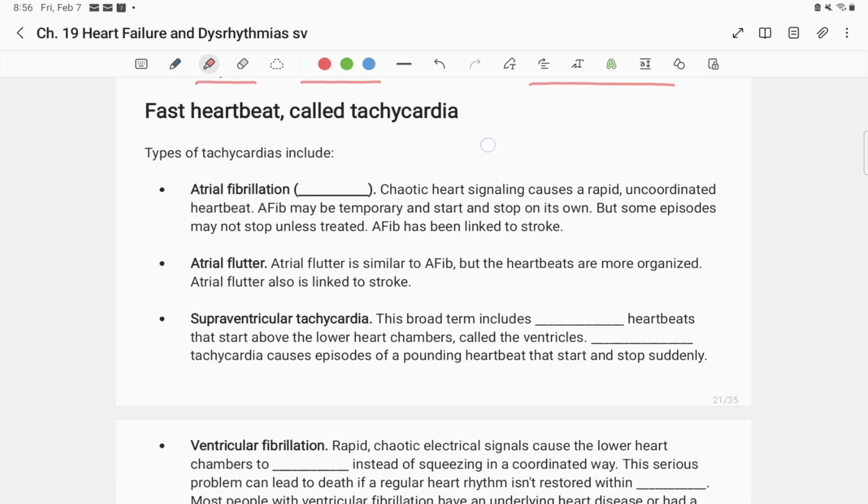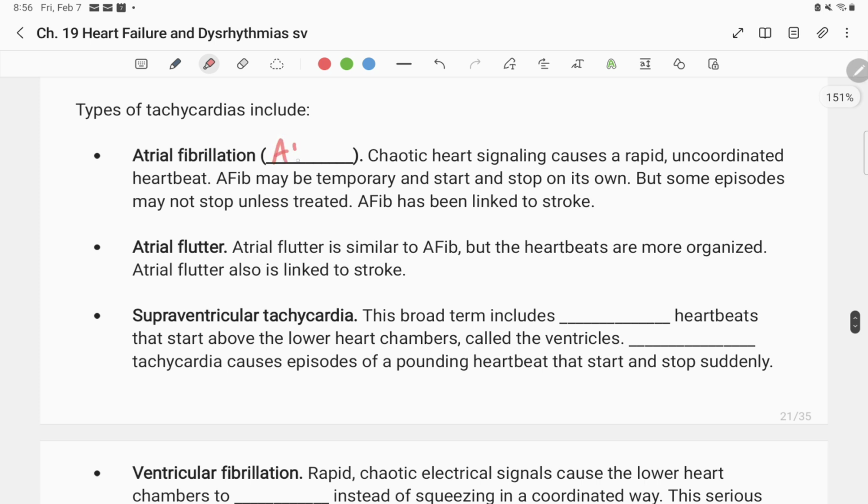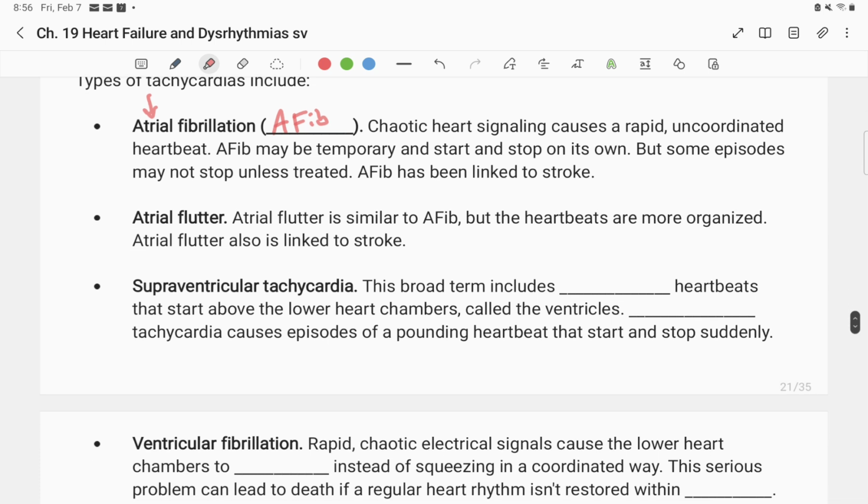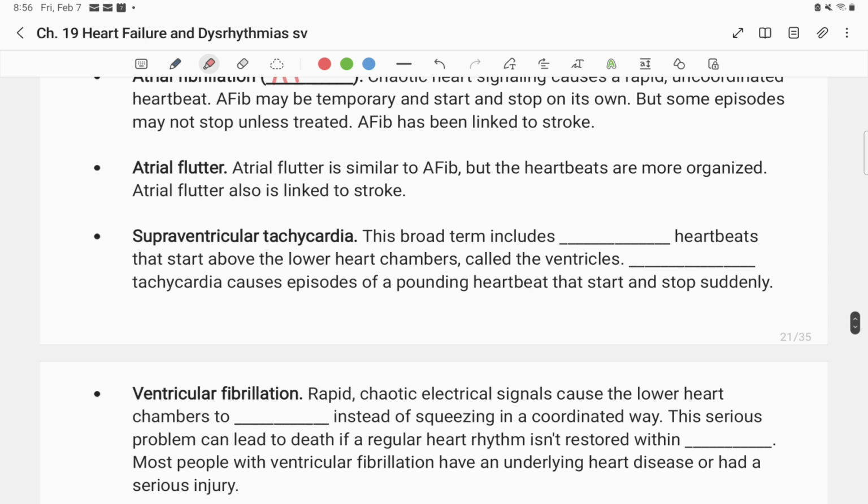Atrial fibrillation, also known as AFib. Okay, so we're dealing with the top chambers of the heart, right? So the top chambers are the atria. The bottom chambers are the ventricles. So this is where the heart is beating rapid and uncoordinated. AFib may be temporary, may start and stop on its own. And AFib has been linked to stroke.